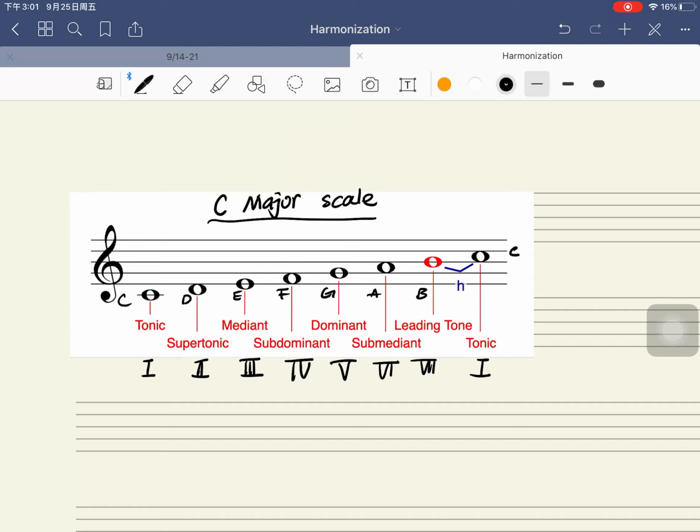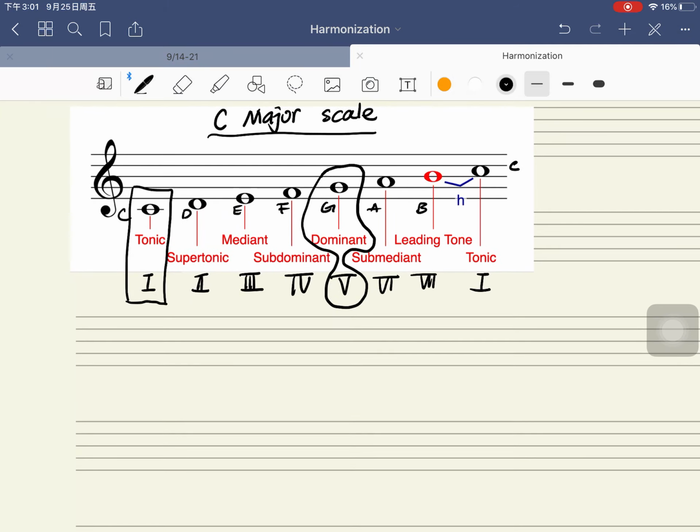And those are 7 notes, this is not a chord, just notes. So here is a tonic, which means Roman numeral 1 here. And here is the dominant right here. So it shows 5 here. So tonic is 1, 5 is G in the C major.